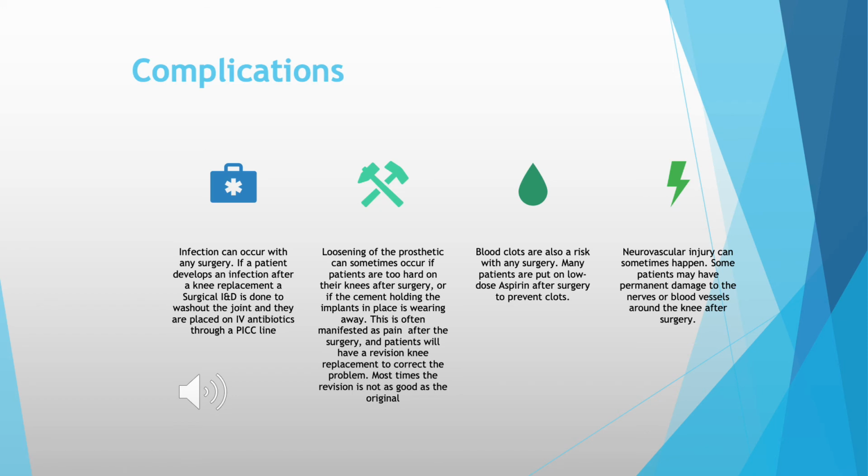There is also a possibility of blood clots. Blood clots are also a risk with any surgery. Many patients are put on a low-dose aspirin after surgery to prevent those blood clots. Neurovascular injury is also a possible complication that can sometimes happen. Some patients may have permanent damage to the nerves and or blood vessels around the knee after surgery. Even though there are complications, there are still great outcomes when it comes to a total knee replacement.